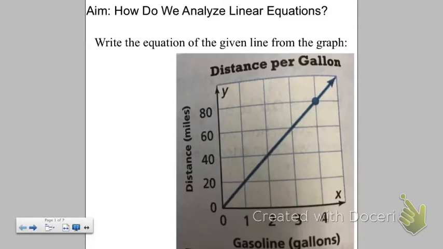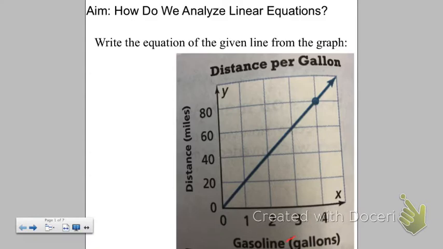Today's lesson is on how do we analyze linear equations. Write the equation of the given line from the graph. Take a second to copy down the question and draw a quick sketch of the graph. What we're doing now is writing the graph's proportional relationships.